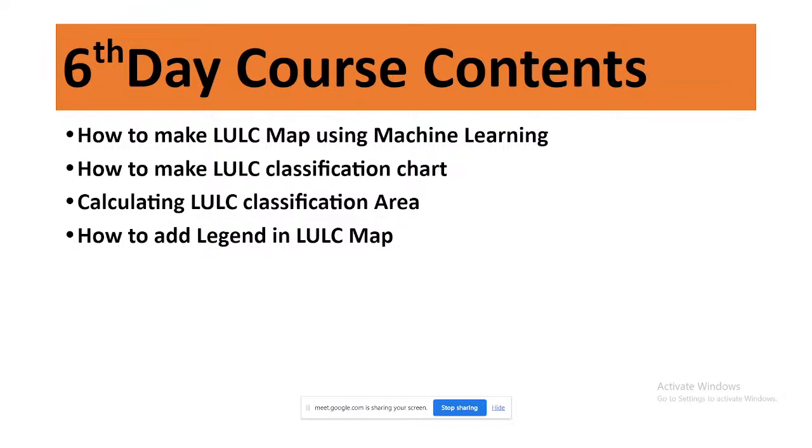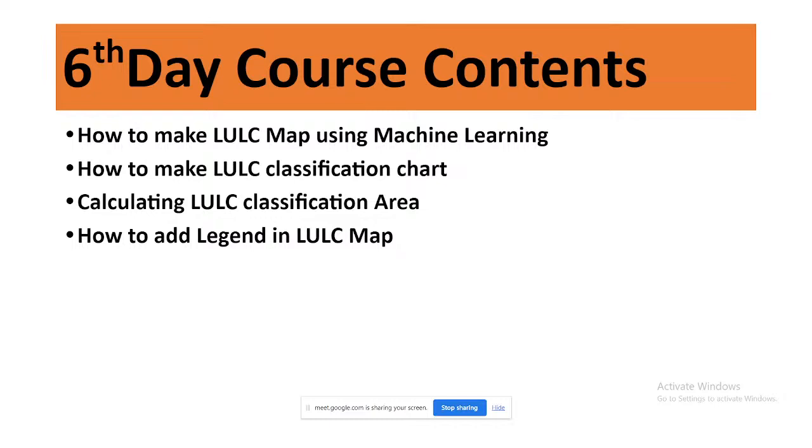There are a lot of machine learning methods available in the Google Earth Engine platform, such as random forest, then classification and regression trees, then support vector machine. How you can easily use this type of machine learning method, how you can perform the land use land cover classification map, and then how we can make the land use land cover classification chart. In the chart we can calculate the area, as well as make the accuracy assessment. What is the accuracy assessment of this land use land cover classification map? This type of analysis we will discuss.